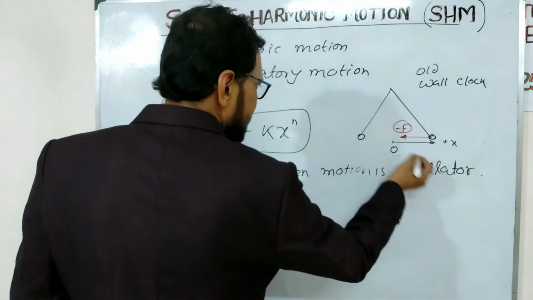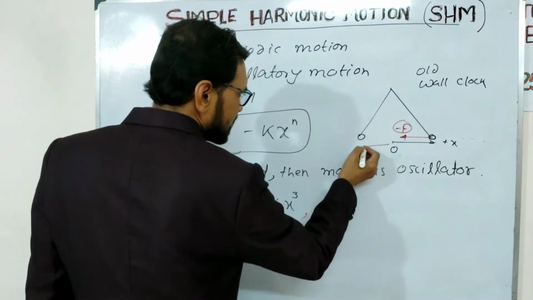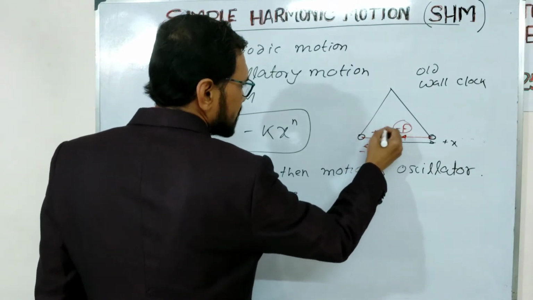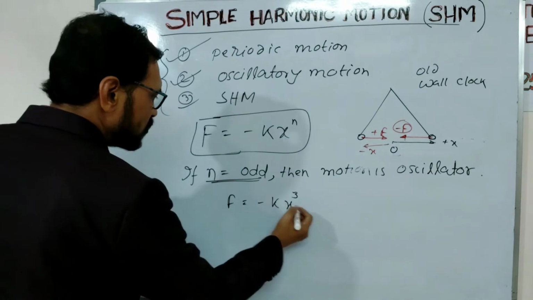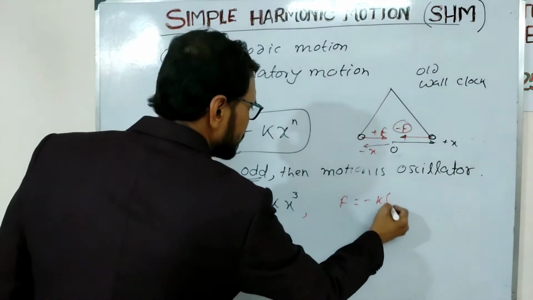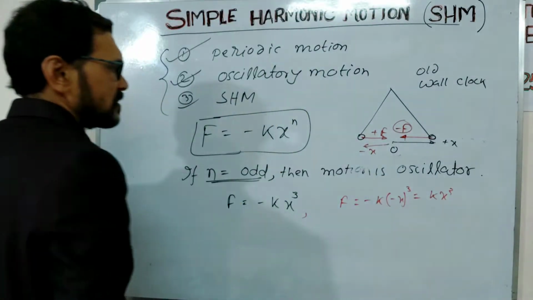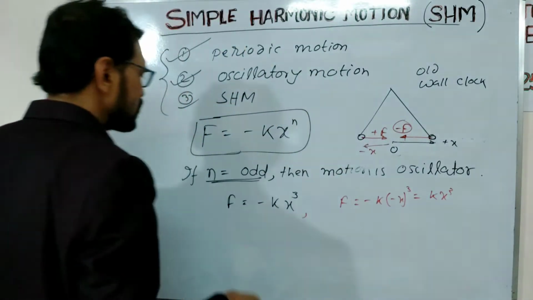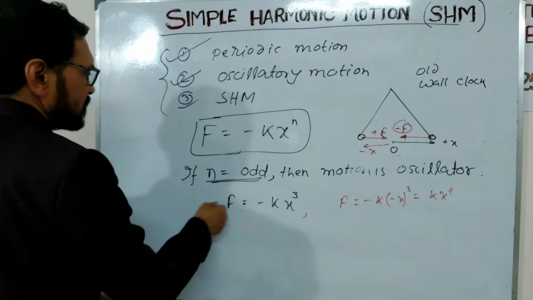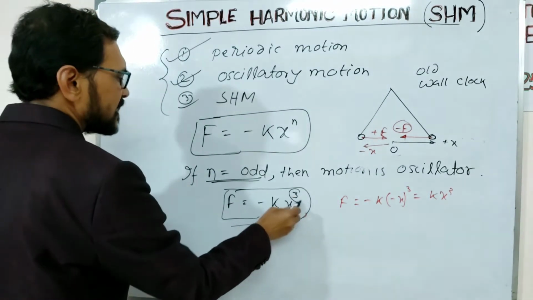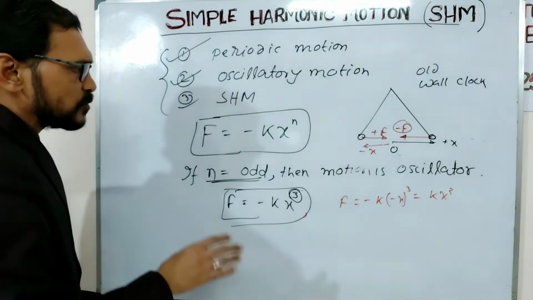Now if x is negative, when the bob moves in this direction, that is minus x, then what is the direction of force? Force is plus F. So if you put x equal to negative here, F is positive: minus k times minus x cube, which is equal to k x cube. So this type of motion is oscillatory motion. For oscillatory motion, the force equation will be F equals minus k x cube. That is, here n will be odd, then its motion is oscillatory motion.